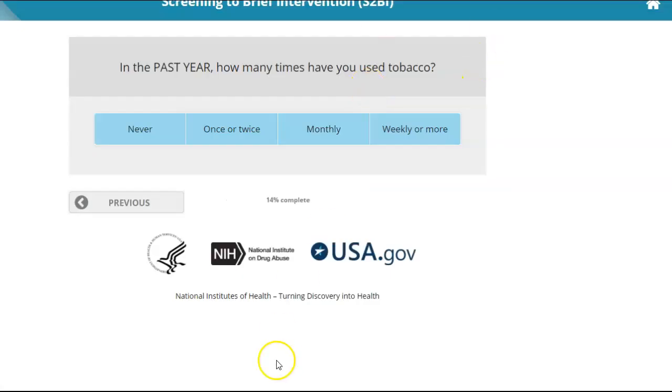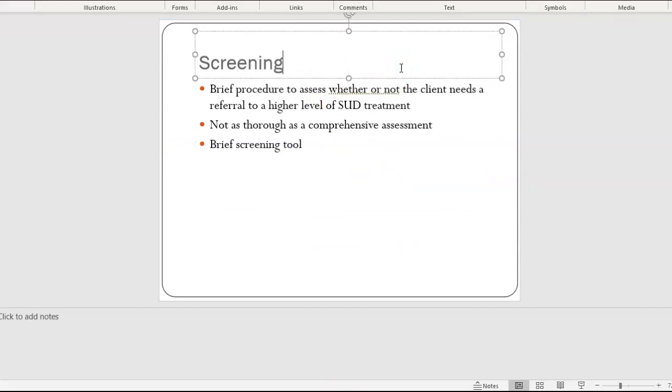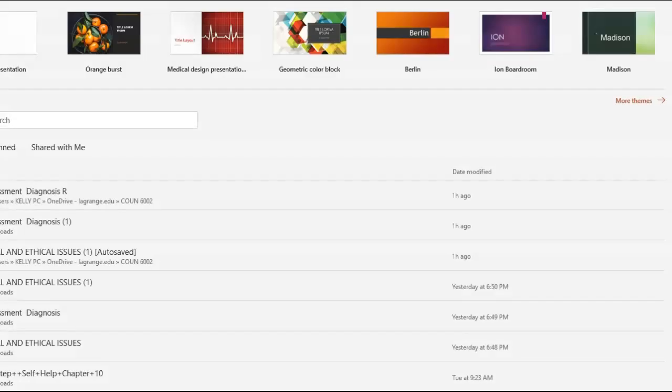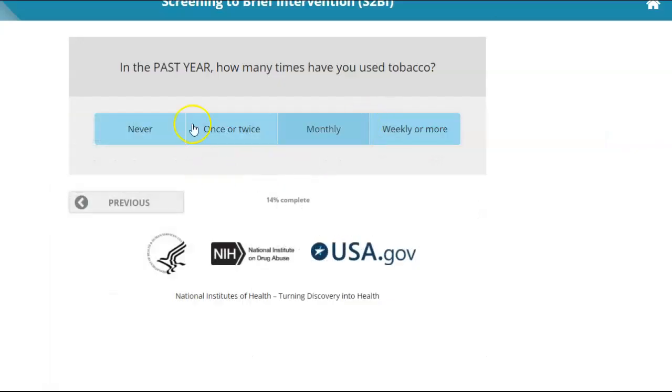All right, we went into screening, and I wanted to show you guys brief procedures to assess whether or not they need a higher level of a referral. They're not a comprehensive assessment. They're a brief tool to help you know what you need to do and how you need to progress with the client. So let's look at one. This was a brief screening tool right here.